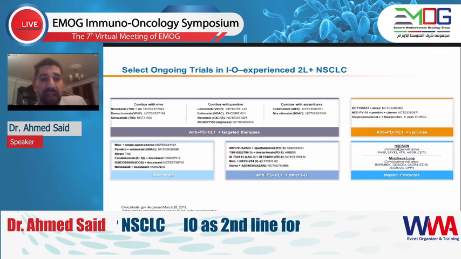So we have selected ongoing trials for IO-experienced second line. We hope to have different combinations of IO in IO-experienced non-small cell lung cancer.